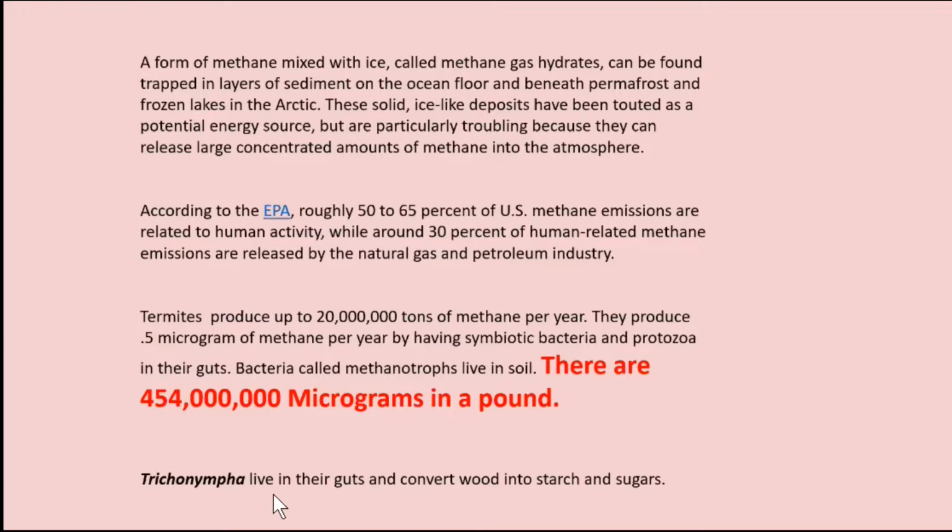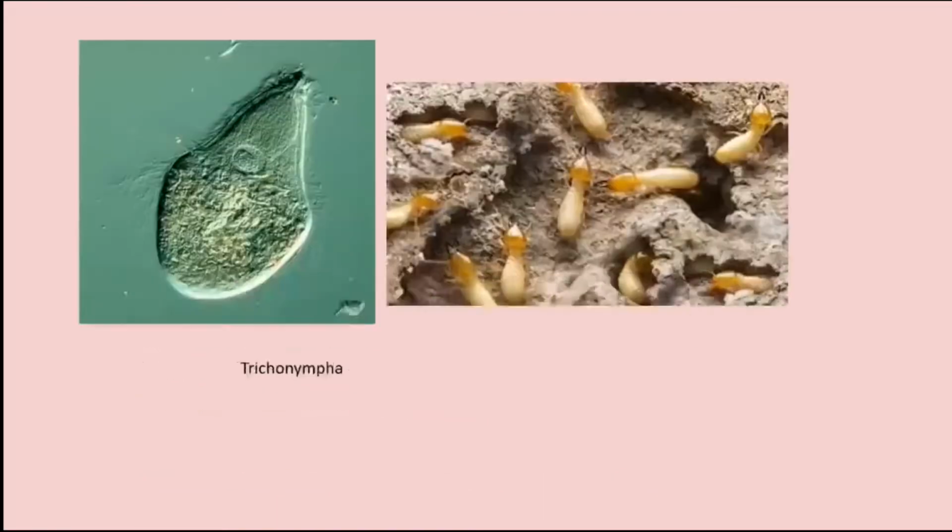And the reason why that happens is because you have an organism called a protist, which is trichonympha, which means it's a single-celled organism, and they convert the wood into starch and sugars, and they produce methane. Here we see the trichonympha. It's a single-celled organism found in the gut of the termite. And here we see some termites having a happy time living under the ground.